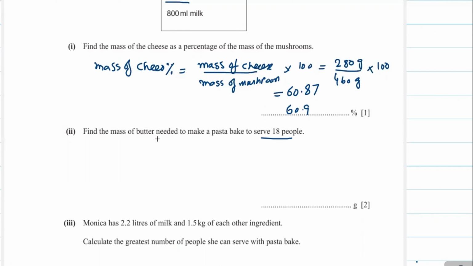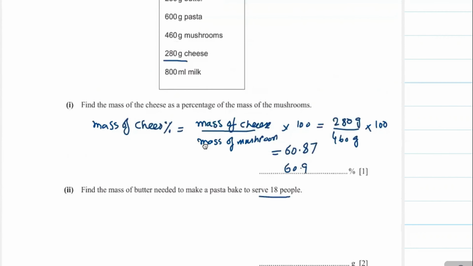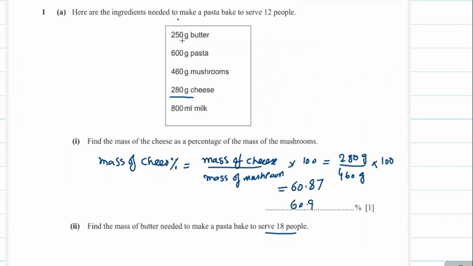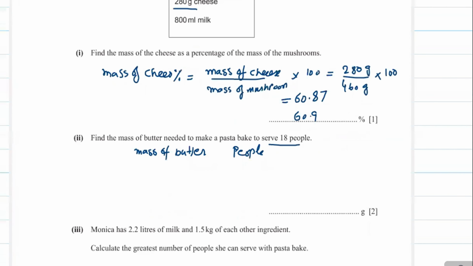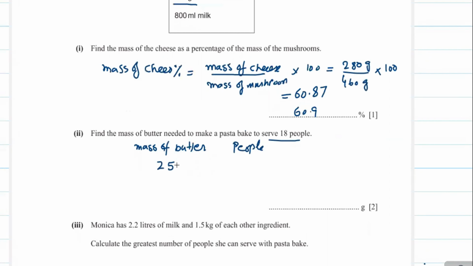Find the mass of butter needed to make a pasta bake to serve 18 people. You see here the mass of butter given is 250 grams for 12 people. Now we write it: the mass of butter and the number of people. 250 grams of butter is needed for 12 people. To serve 18 people, we write the number of people as 18. Now we have to find the mass of butter. We suppose that value is M.